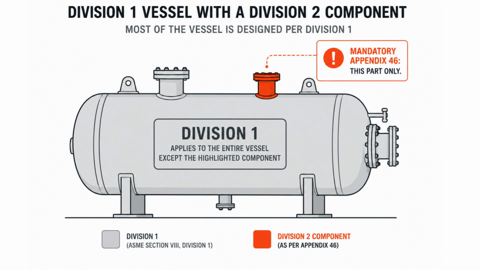Appendix 46 has one narrow, specific scope. It lets you use Division 2 rules to design individual components, not the entire vessel. Think a single nozzle, or the cylinder-to-cone junction on a transition section. Everything else about the vessel stays exactly Division 1: same certificate of authorization, same PWHT rules, same testing, same nameplate. This isn't switching codes. It's borrowing a sharper tool for one stubborn part, while the rest of the build follows everything you already know from this series.